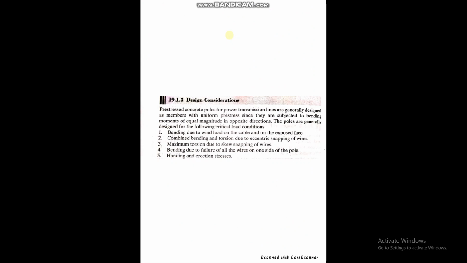But let's look into the design considerations. Obviously, bending due to wind load on the cable and on the exposed face. In certain cases, combined bending and torsion due to eccentric snapping of wires.